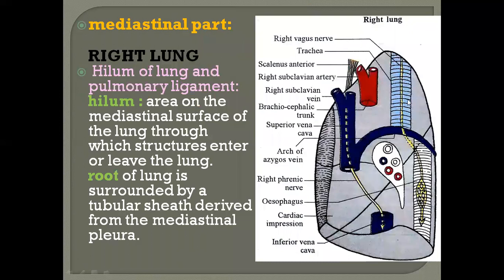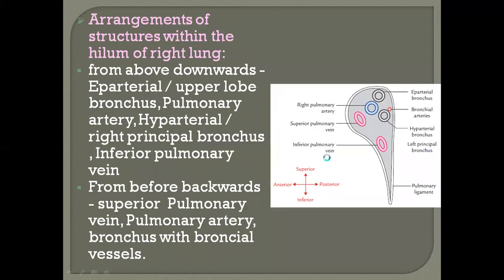This is the mediastinal part of the right lung. The hilum is the part where you will find the entry and exit of the structures into the lung. So the hilum of the lung, we know the parietal pleura hangs downwards to enclose the pulmonary ligament, from my previous class. So we will see the medial surface of the lung has been divided into the vertebral part and the mediastinal part. We have certain impressions on the mediastinal part.